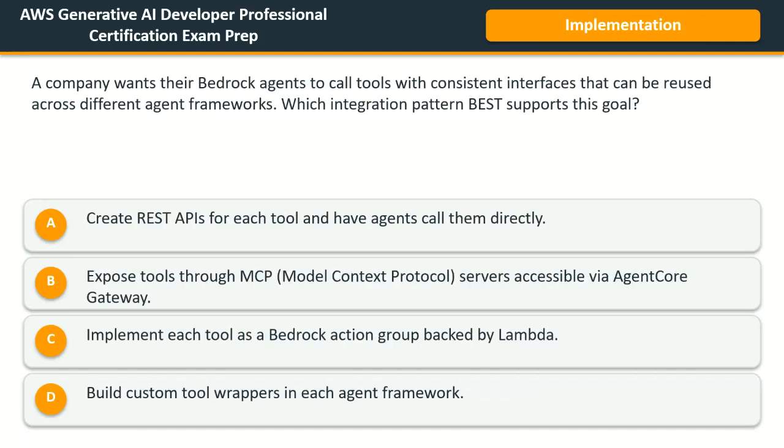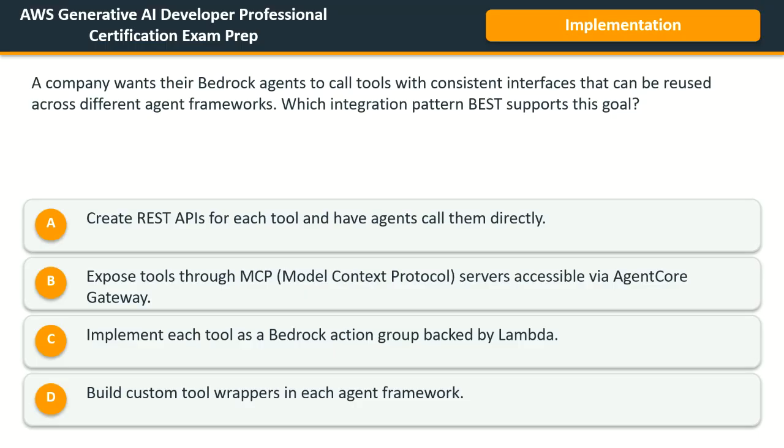The company wants their Bedrock agents to call tools with consistent interfaces that can be reused across different agent frameworks. Which integration pattern best supports this goal? Here are your answer choices. Option A, create REST APIs for each tool and have agents call them directly. Option B, expose tools through Model Context Protocol, MCP servers, accessible via Agent Core Gateway.